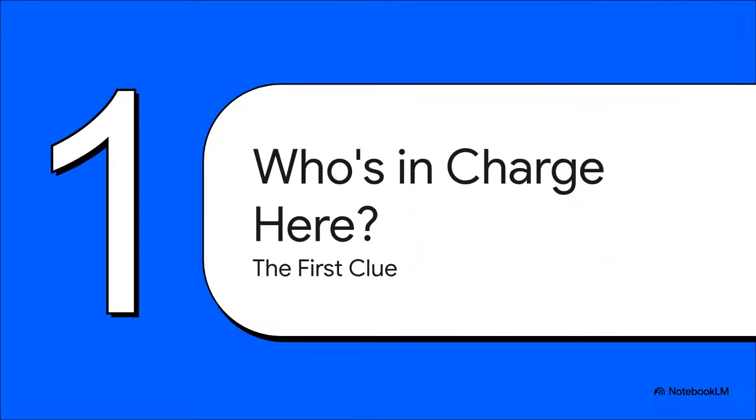To solve any puzzle, first you've got to identify the key players. Now in algebra, we call these players quantities or variables. One of them is the leader, and the other one follows. Figuring out which is which, well, that's the first major clue to cracking the whole code.